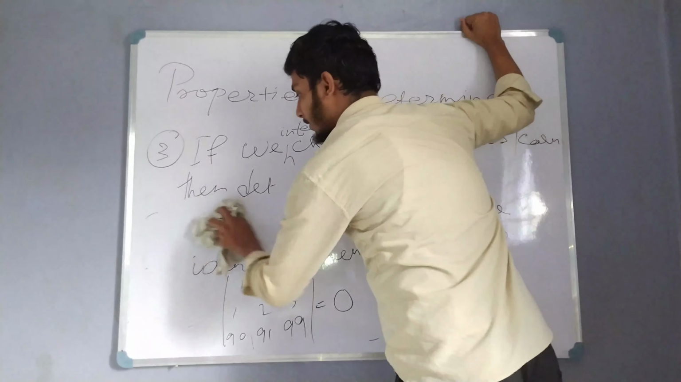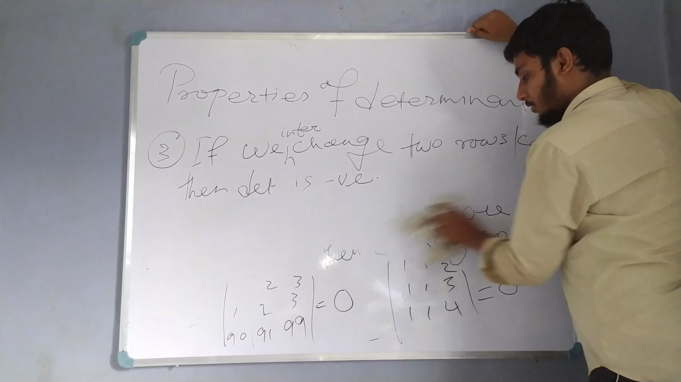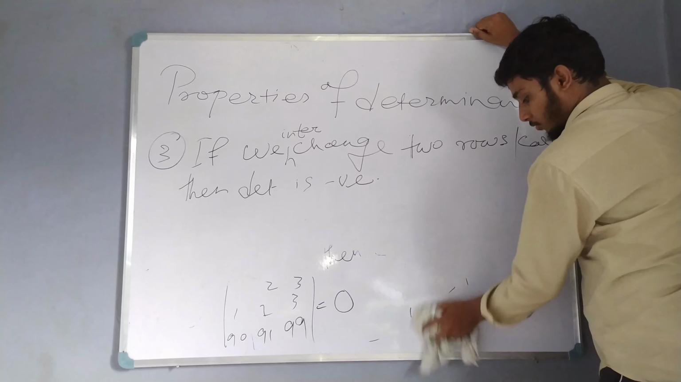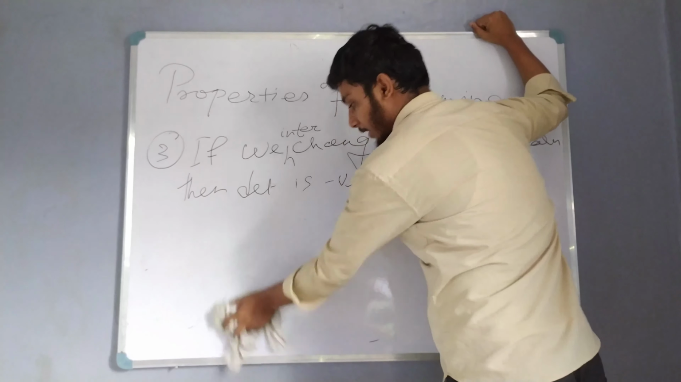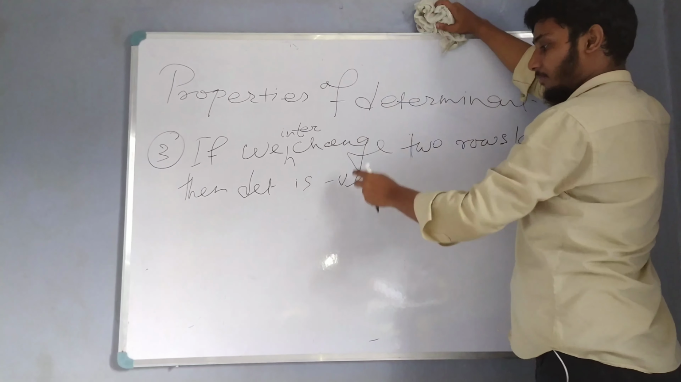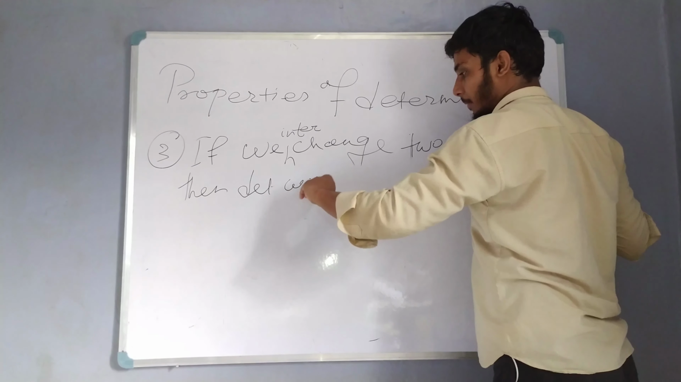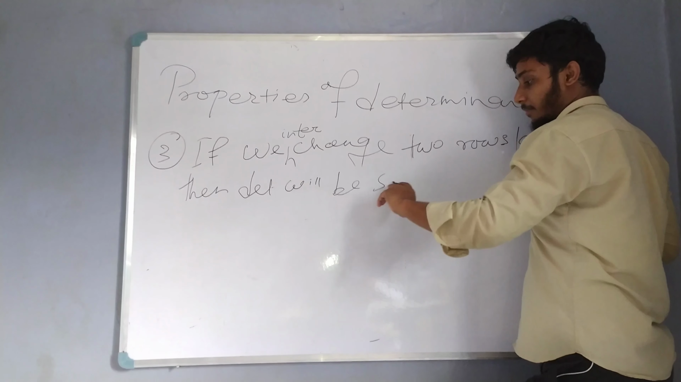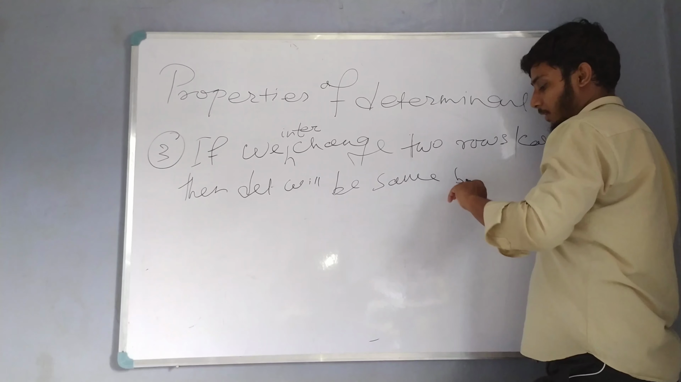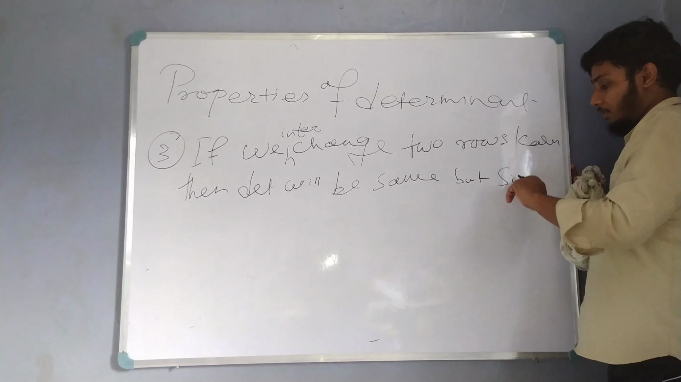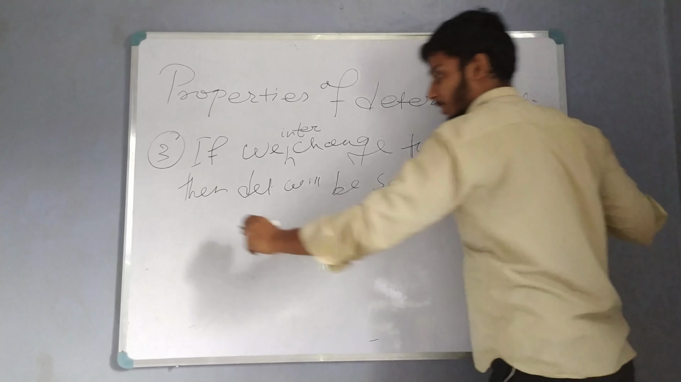So what is the property number 3? If we interchange two rows or two columns of the determinant, then the determinant will be the same, but the sign will change.